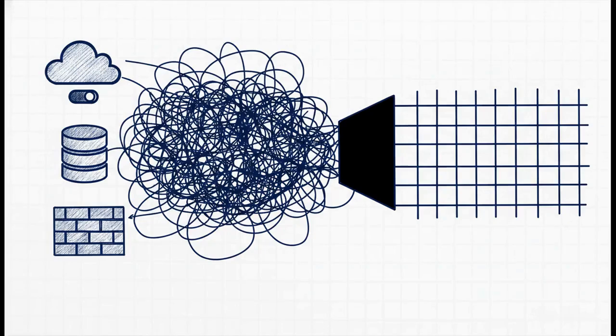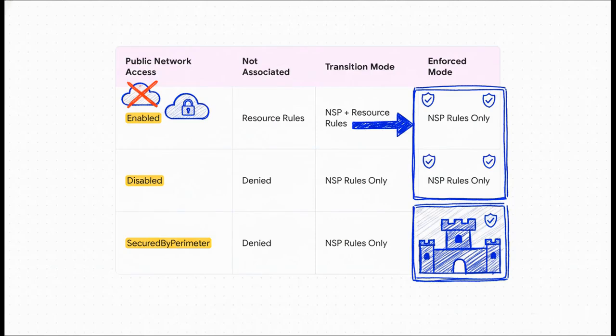Now I know, trying to keep track of how all these different settings interact, public access on, public access off, transition, enforced, it can kind of make your head spin. But don't worry, this next table lays it all out for us nice and simple. This table is fantastic, really. Just look over at that rightmost column for enforced mode. See how it always says NSP rules only? Every time. And check out the row for secured by perimeter. Access is flat out denied until it's in a perimeter, at which point, again, it's NSP rules only. This just shows you, plain and simple, that the safest place to be is in that bottom right quadrant.